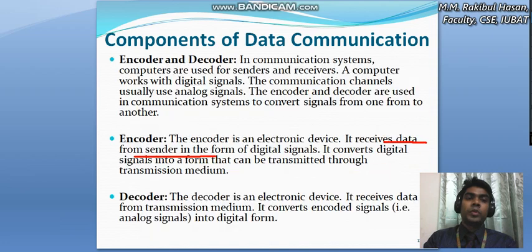And the last component of data communication is the encoder and decoder. So let's see what is an encoder and what is a decoder. This is a very important component. In a communication system, computers are used for sender and receiver.